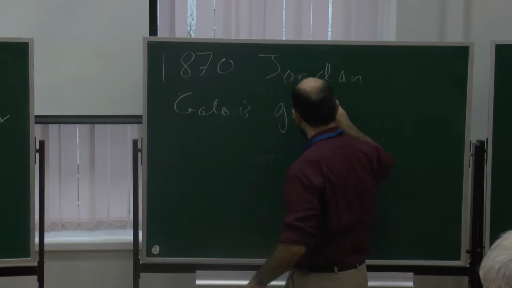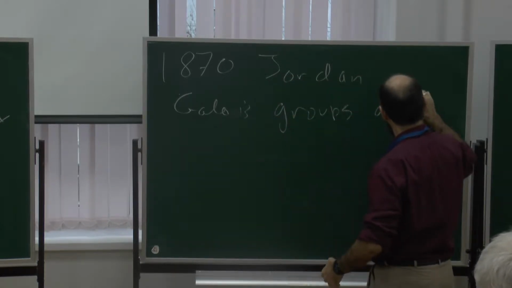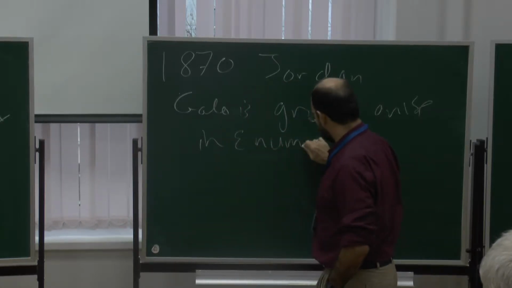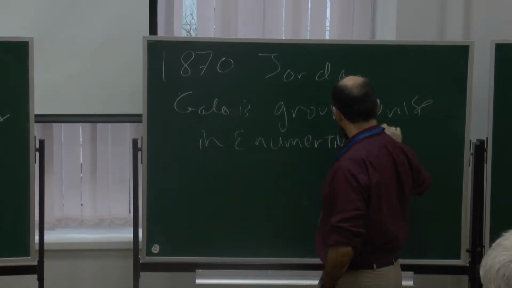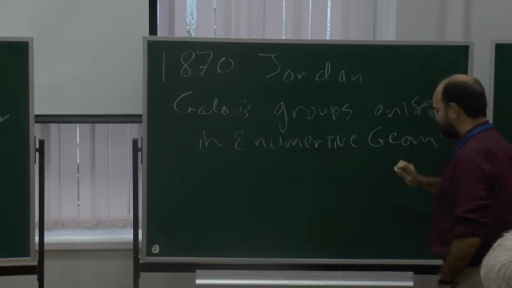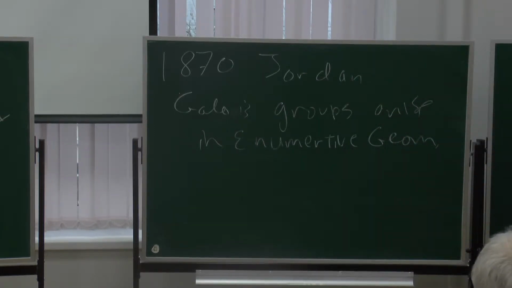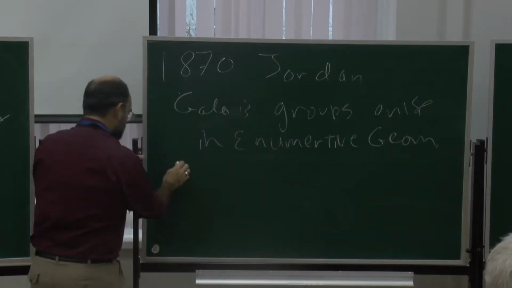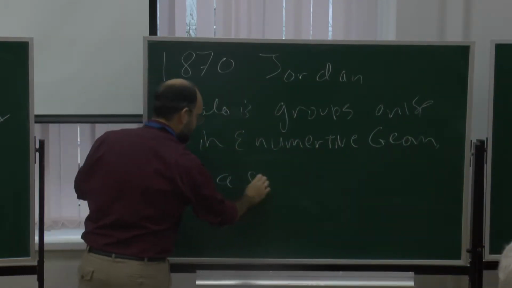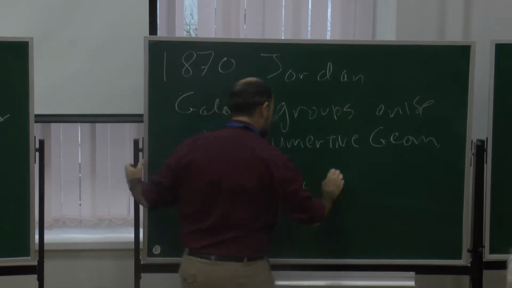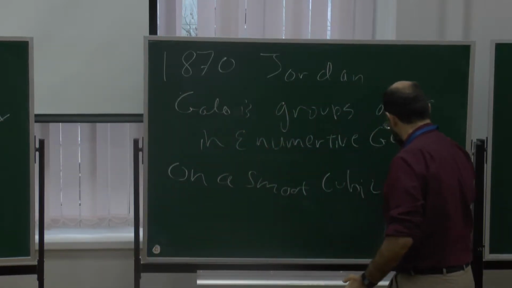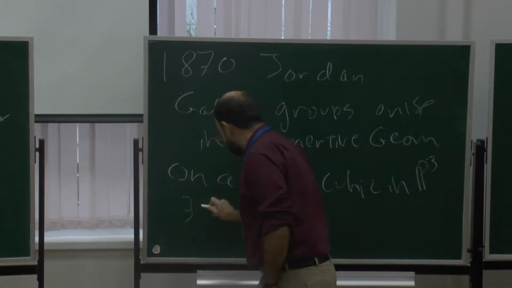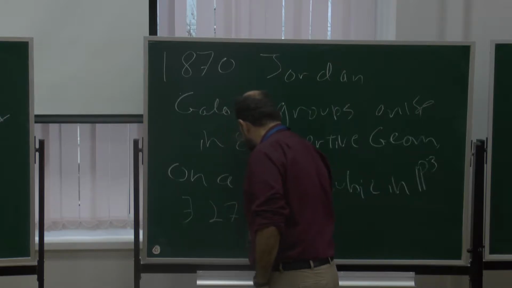Galois groups naturally arise in geometry, in enumerative geometry, which was an important subject at the time. So let me explain it with a classical example. It's known that on a smooth cubic in three-dimensional projective space, so a cubic surface, there exist exactly 27 lines.